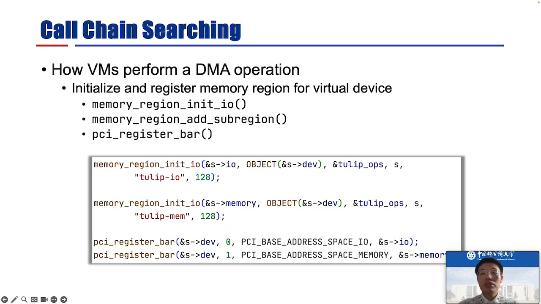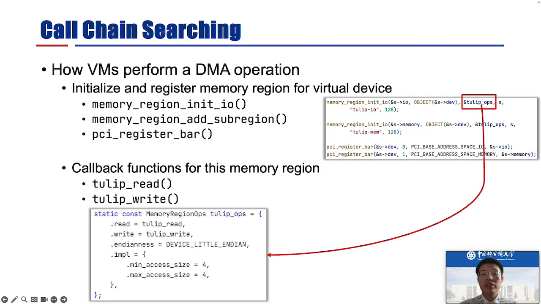To search the call chain, we need to first understand how the DMA operation is performed. Here, we take QEMU as an example. The virtual machine first initializes and registers memory regions for the virtual device. We locate these key functions.